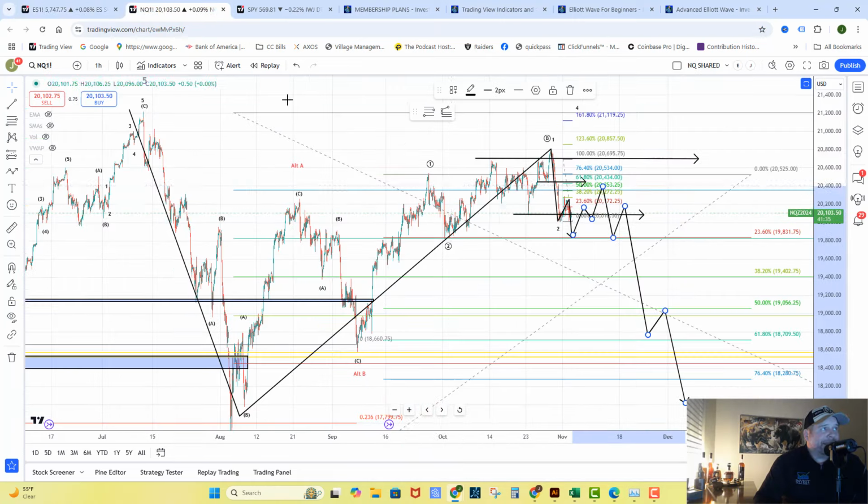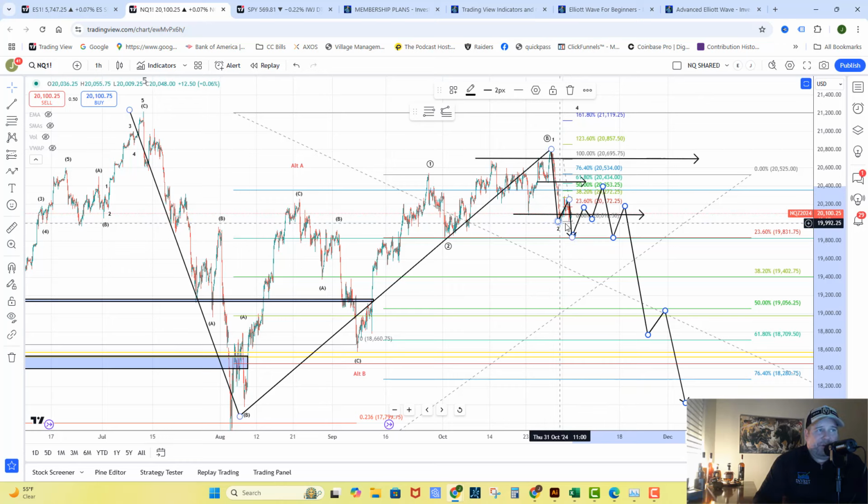Over on the NASDAQ, same thing. They're at a key level. Breaking down below this 19,831 level next would lead to some serious selling. That could lead us down to 19,200 to 500 very quickly. From there, we'll see if the market can find a bottom and reverse.